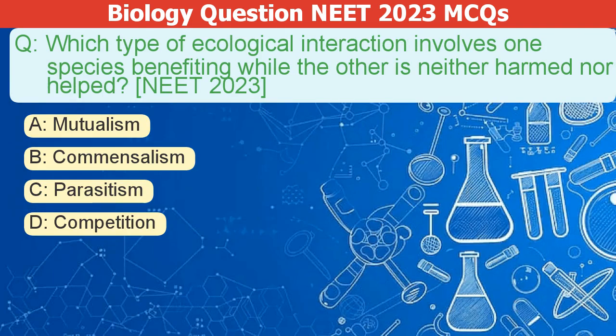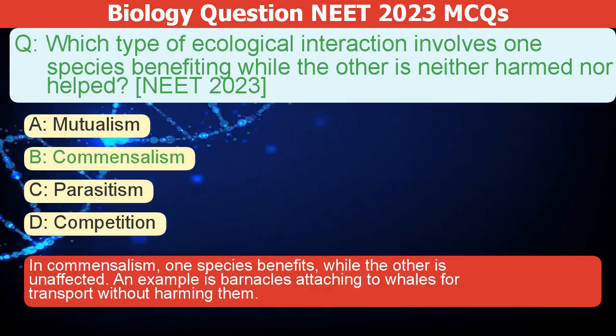Which type of ecological interaction involves one species benefiting while the other is neither harmed nor helped? NEET 2023. A. Mutualism. B. Commensalism. C. Parasitism. D. Competition. The correct answer is B. In commensalism, one species benefits, while the other is unaffected. An example is barnacles attaching to whales for transport without harming them.